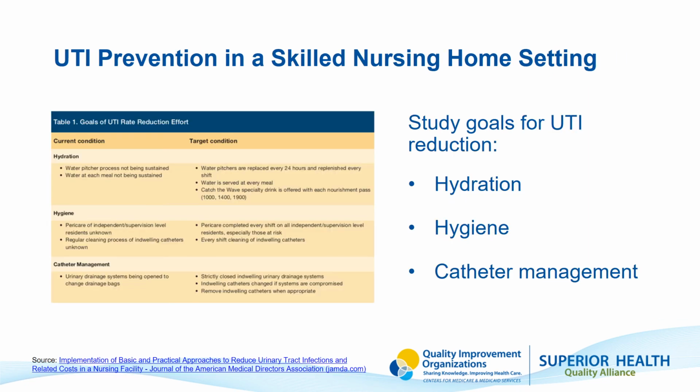A study completed in January of 2021 showed success in reducing UTIs in nursing homes when direct care staff focused on hydration, hygiene, and catheter management. This shows that as a direct care worker, your decisions make a big impact in the prevention of urinary tract infections.